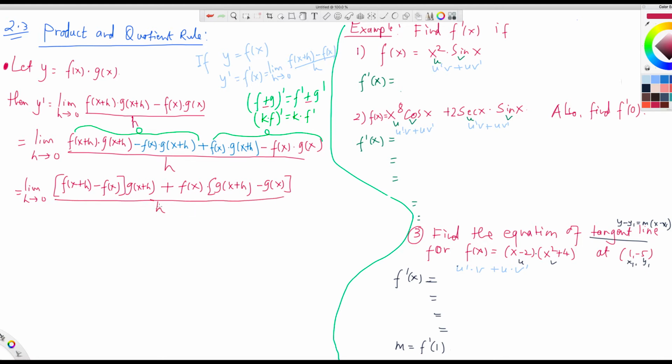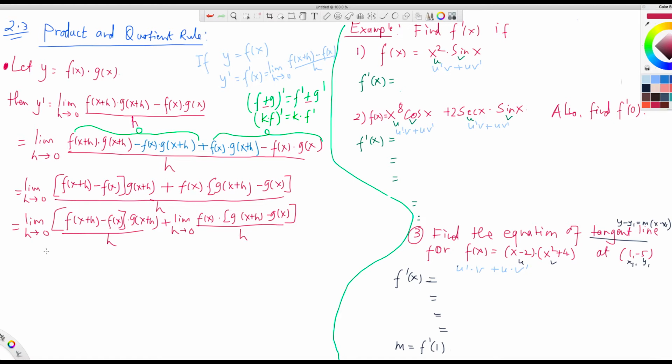The next thing I want to do is split that h to the first term and the second term, okay? So let me do that. Limit h tends to 0, f of x plus h minus f of x, okay, and then times g of x plus h over h, plus I want to do the limit again, h tends to 0. I'm splitting that limit as well, or I'm distributing the limit as well. f of x times g of x plus h minus g of x divided by h.